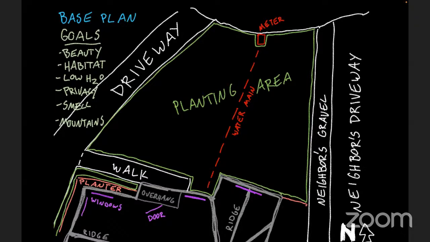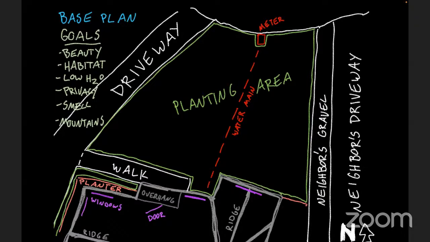The most important, obvious, relevant things: driveway, planting area. Here our neighbor has a gravel strip, neighbor has a driveway. I like to mark where the doors and windows are so we can think about the views out of the house into the garden as well. We want each one of those to be lovely.